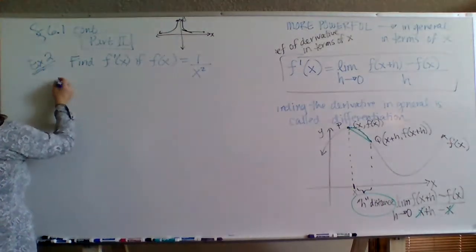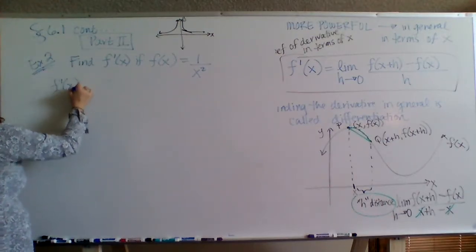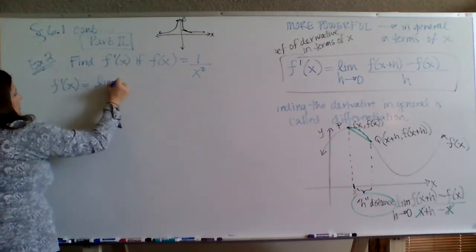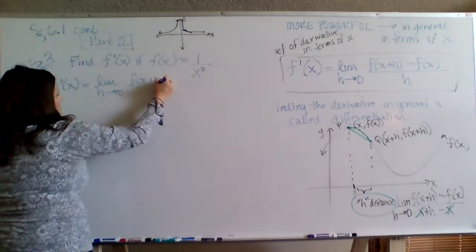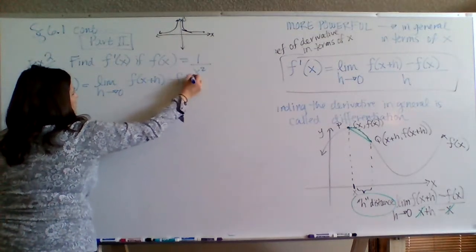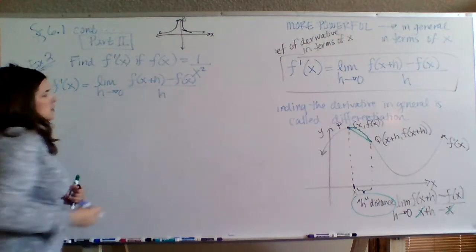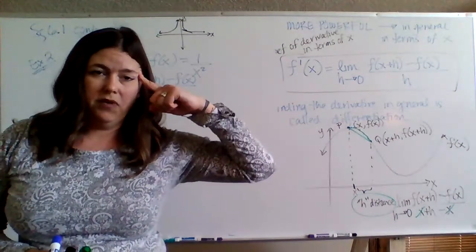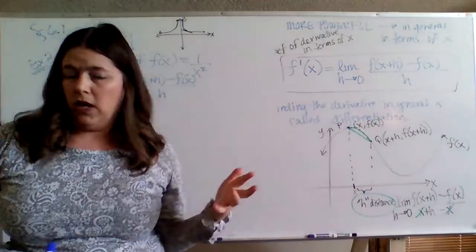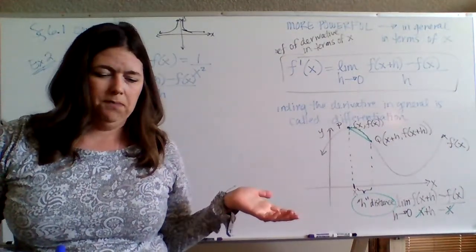So here we go, right? f prime of x, the definition of derivative in general, is the limit as h approaches 0 of f of x plus h minus f of x all over h. So the more that you're writing that down first, the more you're going to drill that definition of derivative into your long-term memory.